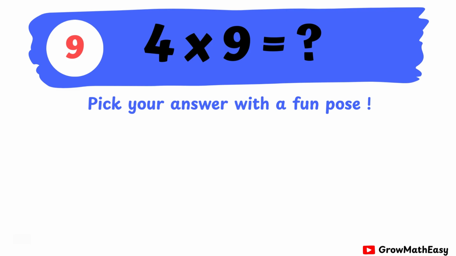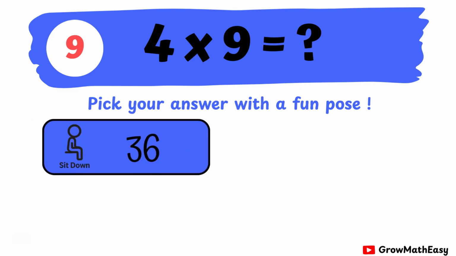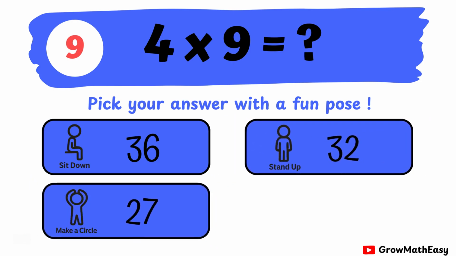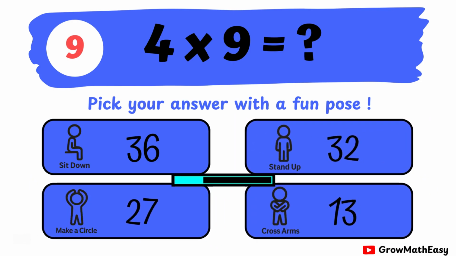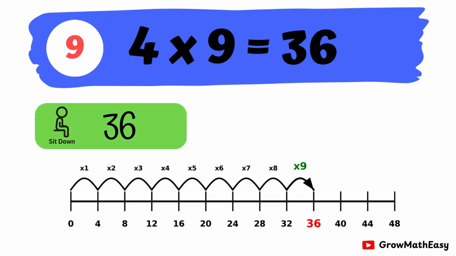What is 4 times 9? 36. Sit down. 4 times 9 is 36. You can see the multiples of 4 on the number line.